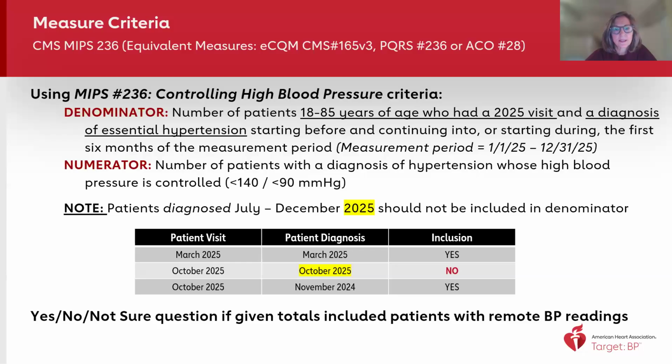I should use this example just to call out there are a few scenarios here to figure out who should be included or not. If a patient had a visit in March and was diagnosed in March, they would be included in your denominator. If a patient was seen in October and diagnosed for the first time in October of 2025, that patient would not be included. And the logic here is that you don't have enough time to get perhaps that patient's blood pressure controlled. And so they're excluded in the 2025 data submission. However, they will be in your 2026 data submission, just as an example.